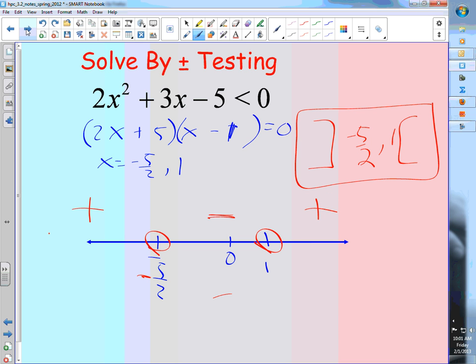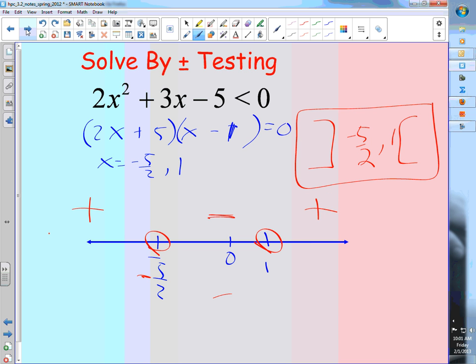This is how I'm showing you multiple ways to do it. On this page right here, we're doing a plus minus test to figure it out. The way I did it is I found the roots. I circled them open because it's a less than. That means these can't be part of my answer. I picked a number to the left, plugged it in, and got a positive value. Picked a number in between, plugged it in, and got a negative value. Picked the number to the right of the 1, got a positive value.